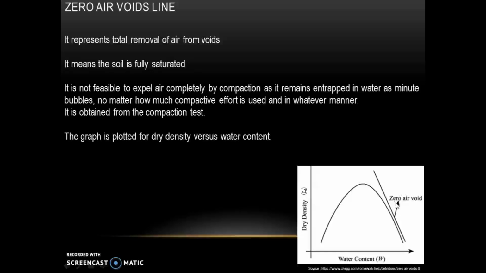But practically, it is not possible to remove 100% air from the voids by compaction, as some amount of air is entrapped in water as minute bubbles, no matter how much compactive effort or compactive energy is used in removing air. And this can be obtained from compaction test by plotting dry density and water content values.